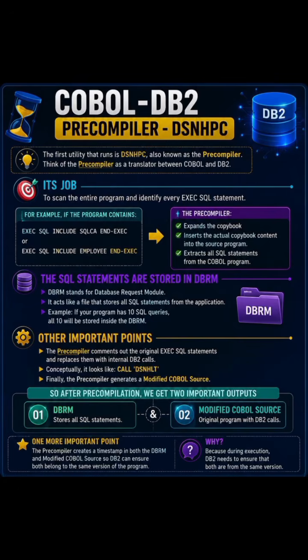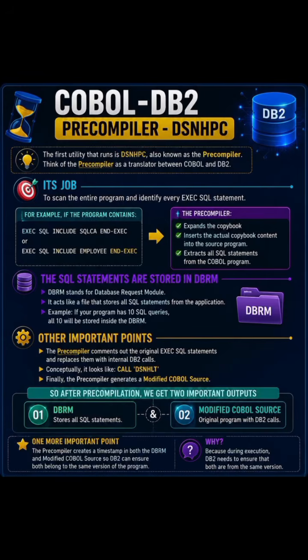Next, the Precompiler extracts all SQL statements from the COBOL program. These SQL statements are stored in a separate object called DBRM. DBRM stands for Database Request Module. A simple way to remember DBRM is to think of it as a file that stores all SQL statements from the application. For example, if your program contains 10 SQL queries, all 10 queries will be stored inside the DBRM. The Precompiler then comments out the original EXEC SQL statements and replaces them with internal DB2 calls. Conceptually, it looks something like CALL DSNHPC.